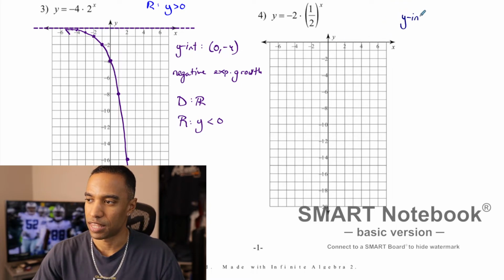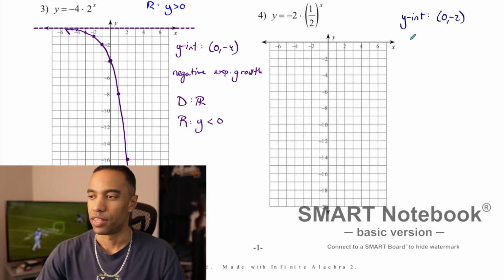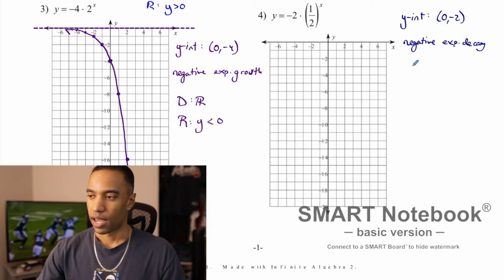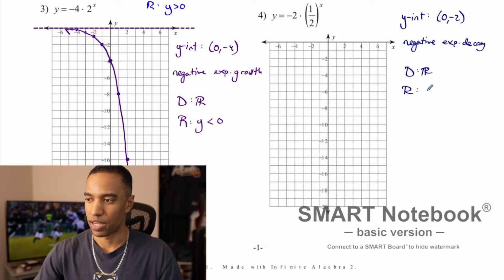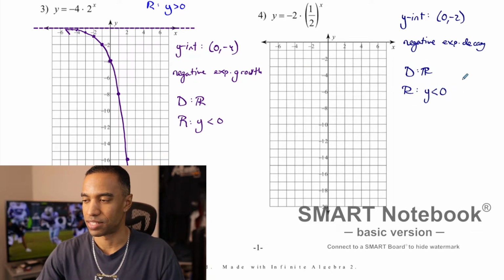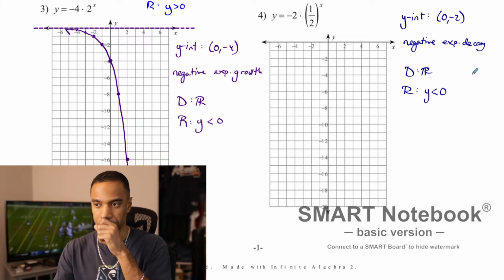So let's see if we can get the information first this time. A y-intercept will be at 0, negative 2. This will be negative exponential decay. And this should have a domain of all real numbers, and you can imagine that this range, because of no shifts in the way that the graph is done and it's negative, is y is less than 0. So we got the information without the graph as well.